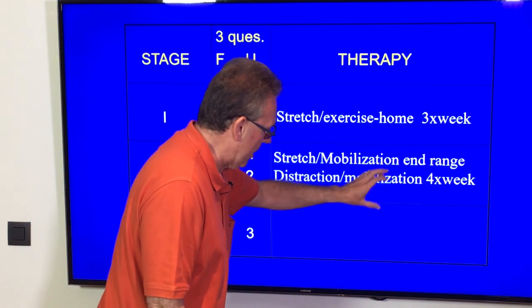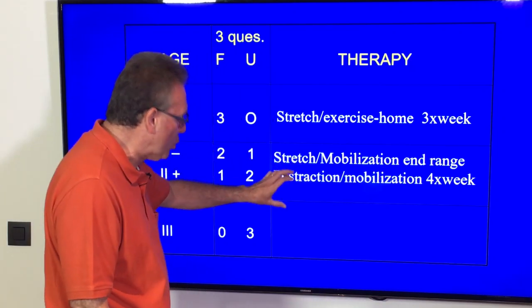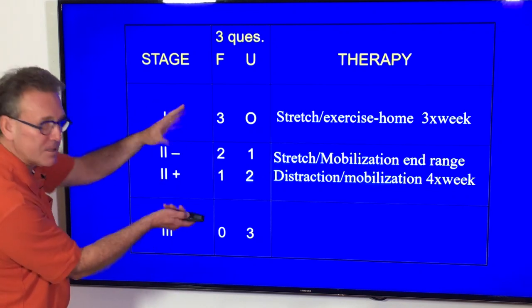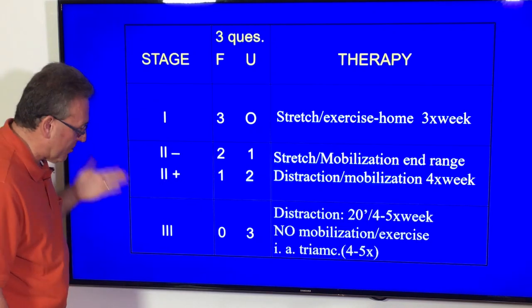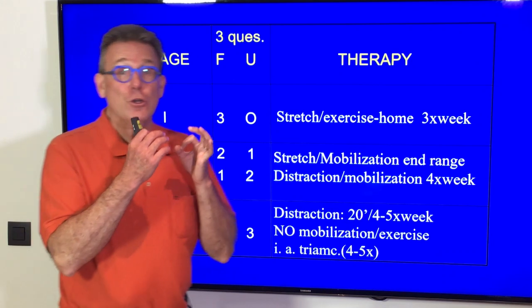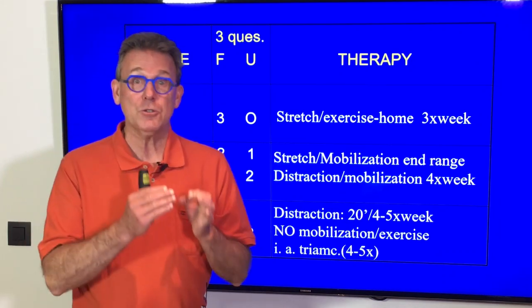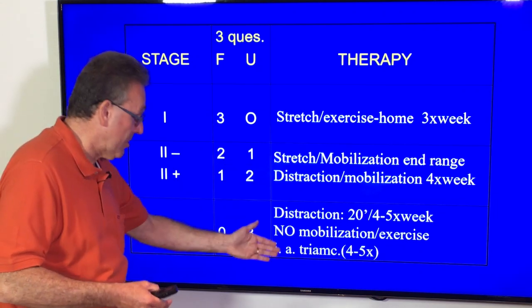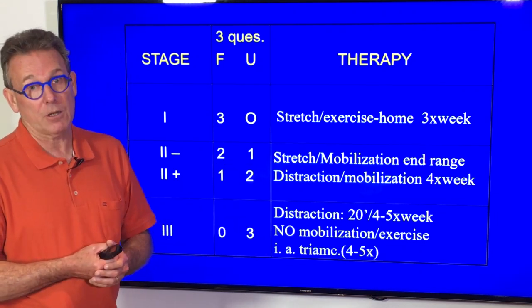You mobilize, but when it's too acute, you have to do distraction technique. It's a little bit in between. Yeah, because the stage 3, as you know, no mobilization, no exercise, just the distraction technique 4 or 5 times a week, or a series of intra-articular injections.